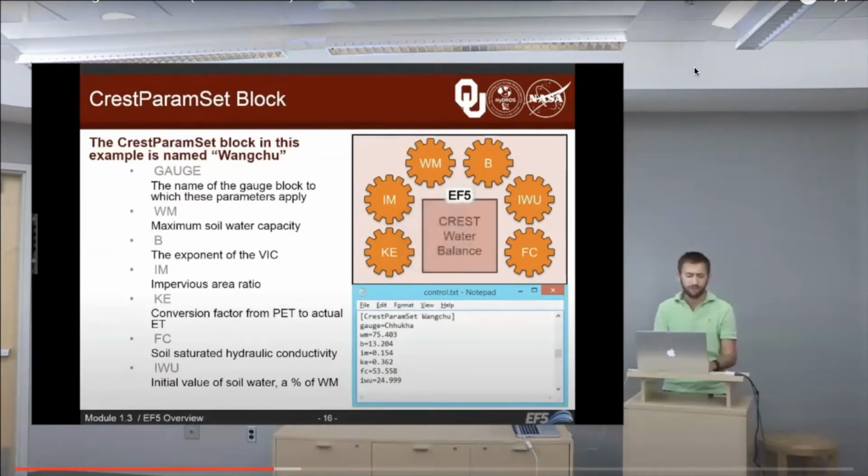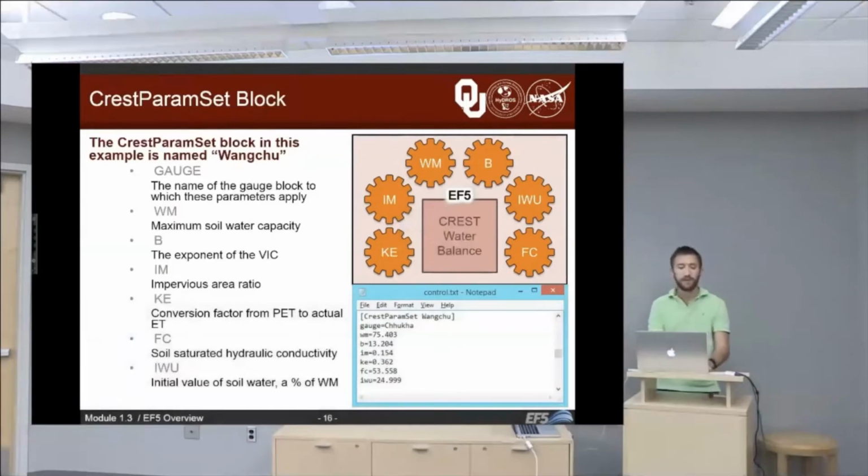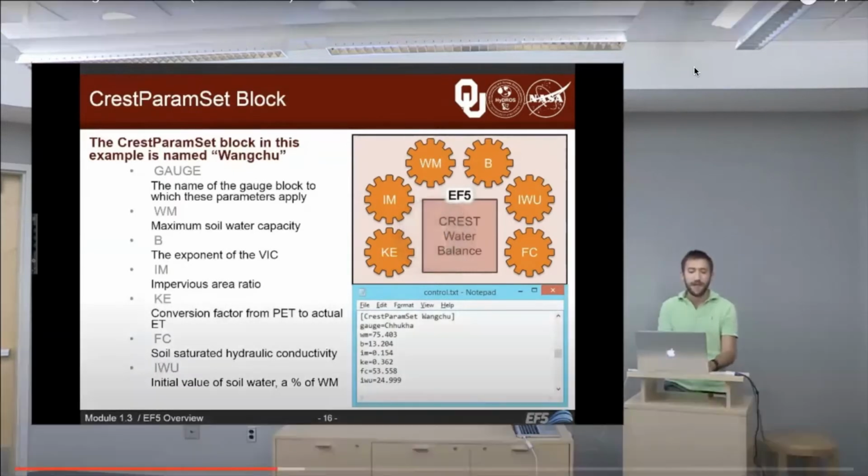And just some brief descriptions of these. WM is the maximum soil water capacity. B is the exponent on the VIC equation, which is that curve that we talked about.